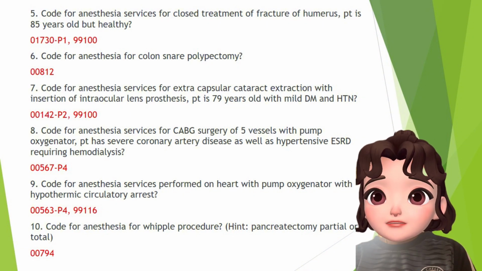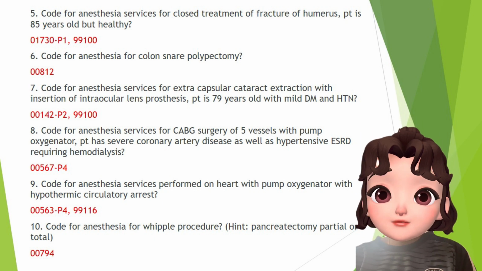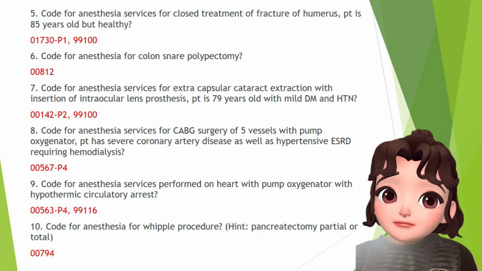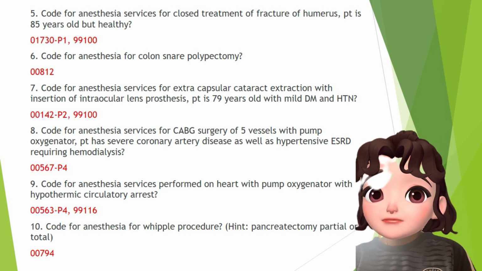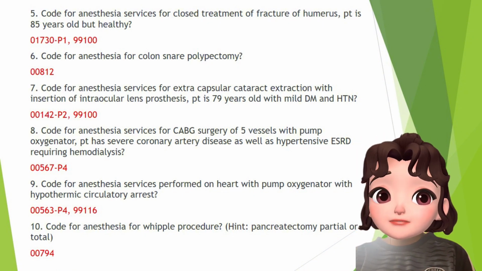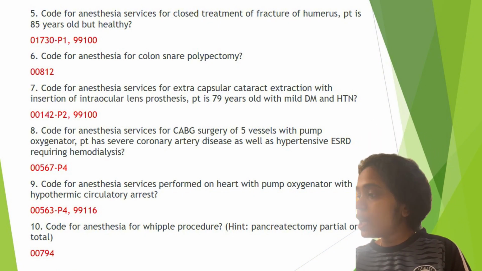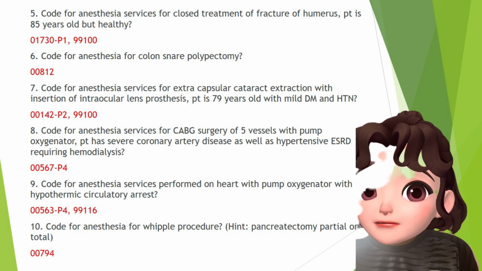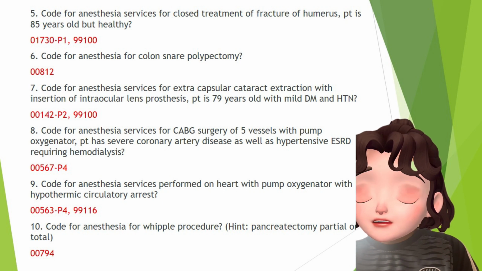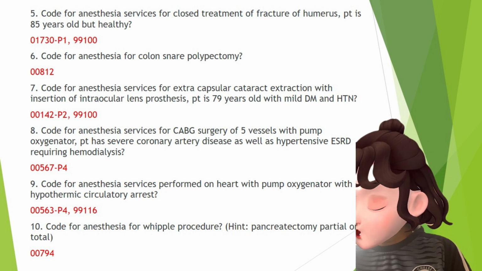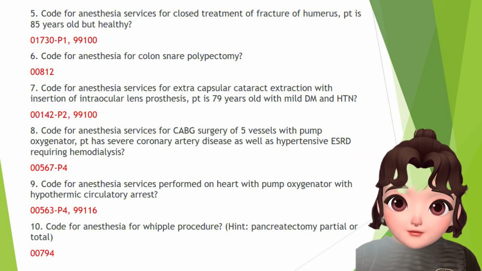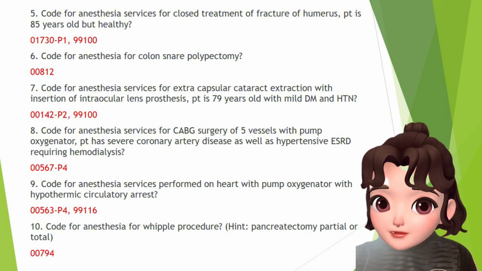Because hypothermic circulatory arrest is related to the heart, it will be a constant threat to life. So we will use the modifier P4. And then the qualifying circumstances also we will be using, because it has mentioned hypothermic circulatory arrest. So hypothermia will be represented by the code 99116, anesthesia complicated by utilization of total body hypothermia. That add-on code also we will be using.